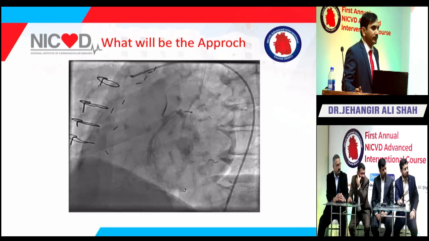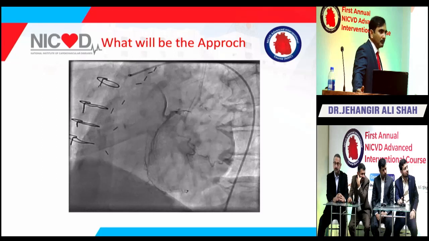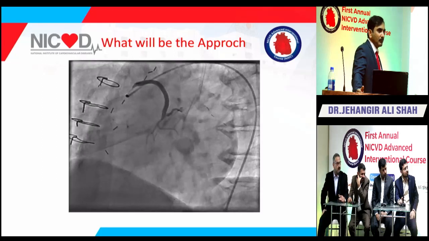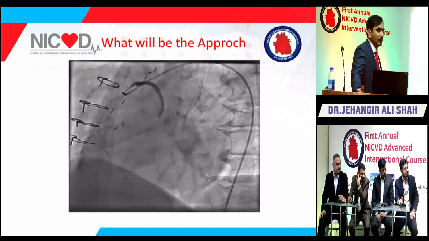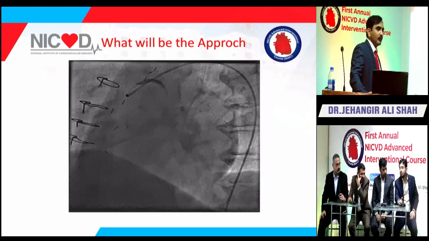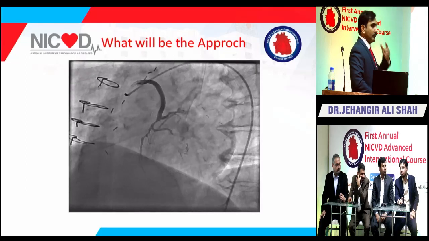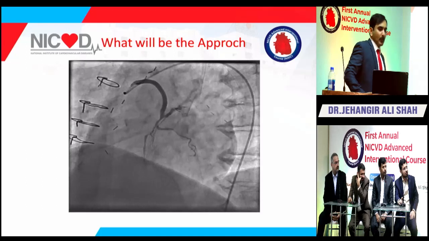And more importantly, how would you get a filter wire across? Even getting a Spider through a sheath would be difficult because this is a subtotal lesion. So I agree with the strategy that has been proposed, which would be to wire, balloon, and then put a stent. Again, because it's fibrotic, I'm not entirely sure if I would undersize in this case.